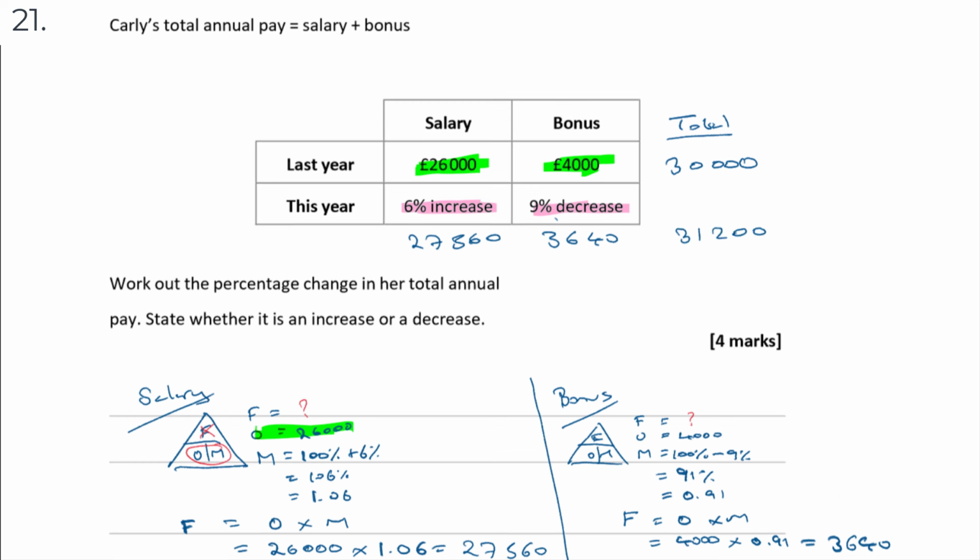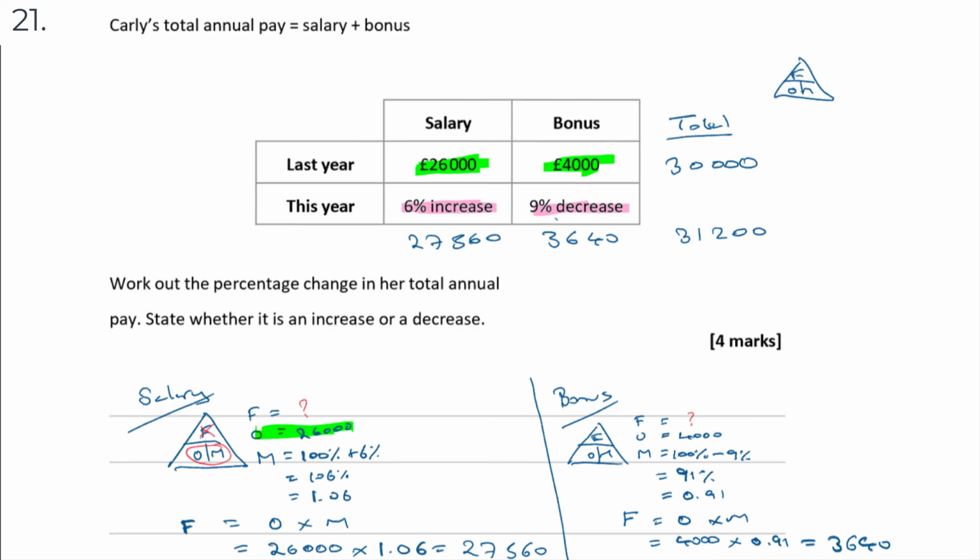Okay, so despite the increase on the salary being less than the decrease on the bonus, because the salary was worth more to begin with, it ended up contributing more overall, and her pay has actually gone up by a little bit. Okay, now we're not quite done yet because we need to work out what the percentage change was from last year to this year. So we're going to do another triangle.